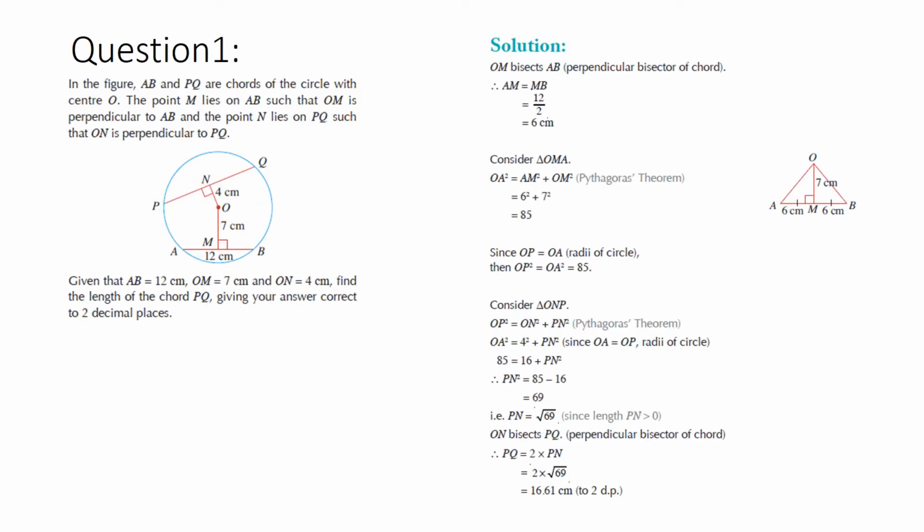Dear students, now let us take a question. Question 1. In the figure, AB and PQ are chords of the circle with center O. The point M lies on AB such that OM is perpendicular to the chord AB, and the point N lies on PQ such that ON is perpendicular to PQ. Now given that the length of chord AB is 12 centimeter and OM is 7 centimeter and ON is 4 centimeter. Find the length of the chord PQ, giving your answer correct to 2 decimal places.